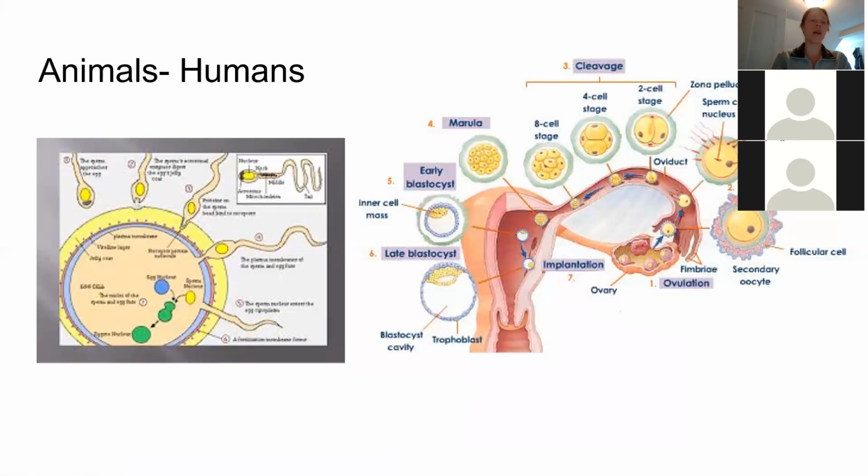The egg comes into contact with the sperm. One sperm gets to penetrate, drop off its genetic material. It comes together, makes that diploid cell again, starts doing mitosis.